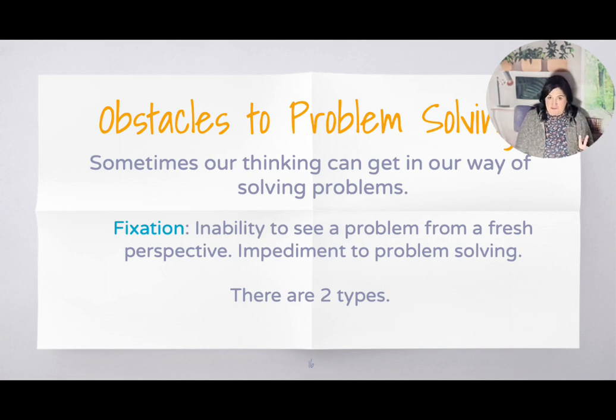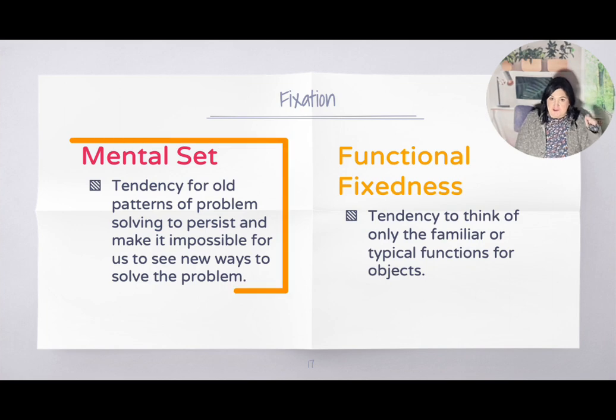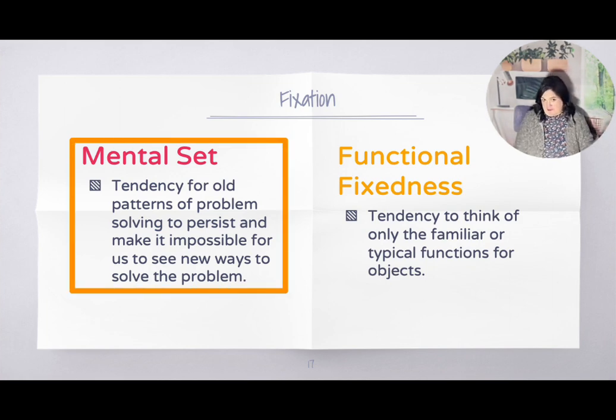And 2 examples are, one being mental set. We talked about perceptual set in our sensation and perception unit, but our mental set is the tendency for old patterns of problem solving to persist, and they make it impossible for you to see new ways to solve a new problem. Let me give you an example.